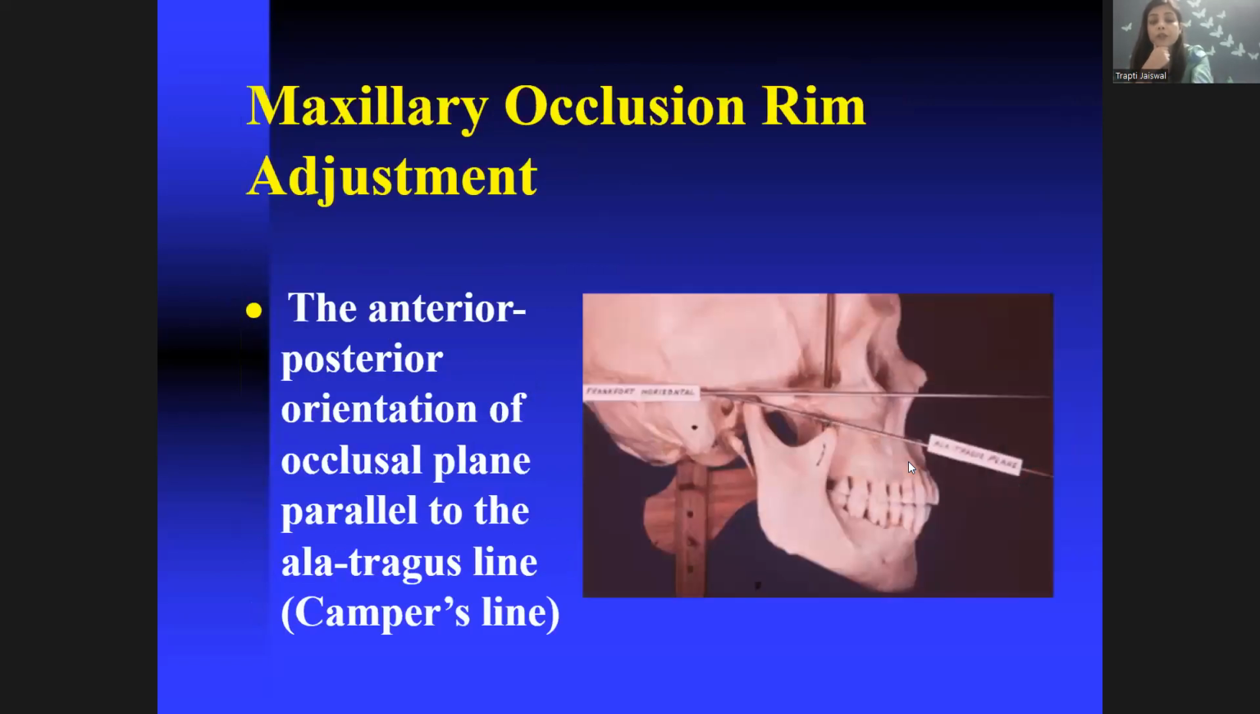And the anterior posterior orientation of the occlusal plane can be customized by making it parallel to the alatragus line, that is also known as Camper's line. This is the line made from the ala of the nose to the tragus of the ear. We can mark this line on the patient's face, for example by taking a thread and dipping it into plaster. Then we keep the Fox plane in contact with the maxillary occlusal rim and check the anterior posterior orientation of the plane of the occlusal rim, whether they are parallel or not, and customize accordingly till they are parallel.